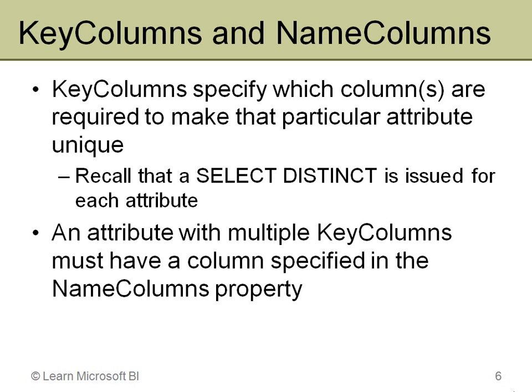The key columns property defines what it takes to make that attribute unique. In the basic processing that I did before, I think I mentioned that every attribute that you have in a dimension, when you process it, there is a select distinct query that goes to the dimension table for that attribute. So if you think about it, in the time dimension that I had before, I had month number of year. So there were numbers 1 through 12. And that's all that was in that attribute. So if you do a select distinct, you will get 12 values back, 1 through 12.